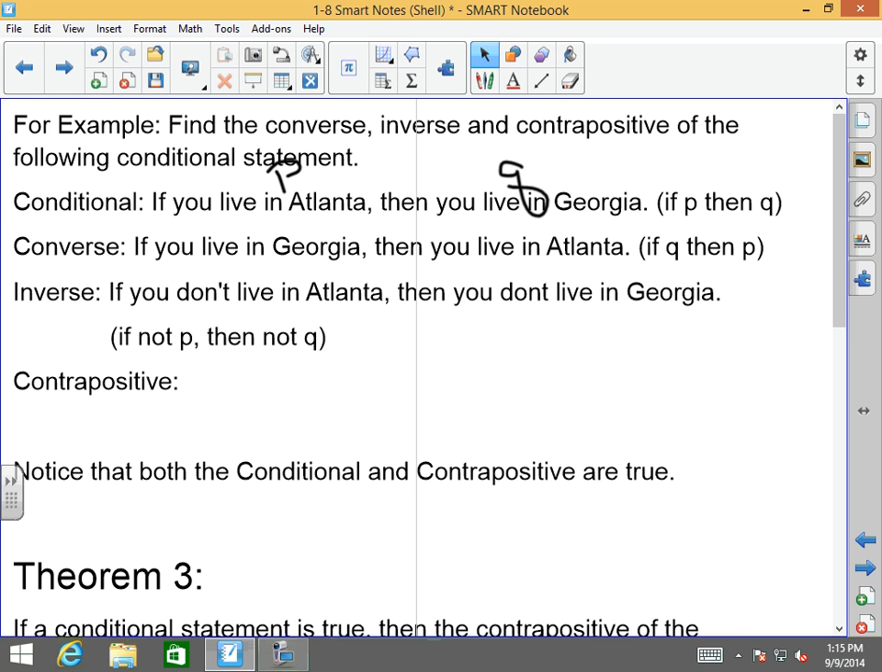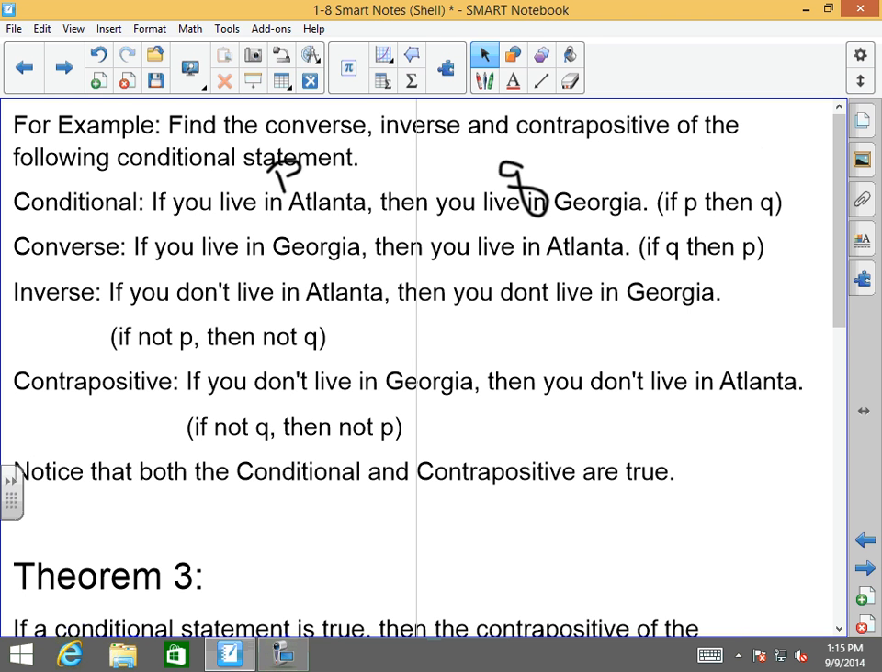They may not. And then the contrapositive negates the converse. So in this case, if you don't live in Georgia, then you don't live in Atlanta. If not Q, then not P. Yes, sir. You just said it backwards, and I'm so proud of you, son. That's the next thing I was going to show you guys.